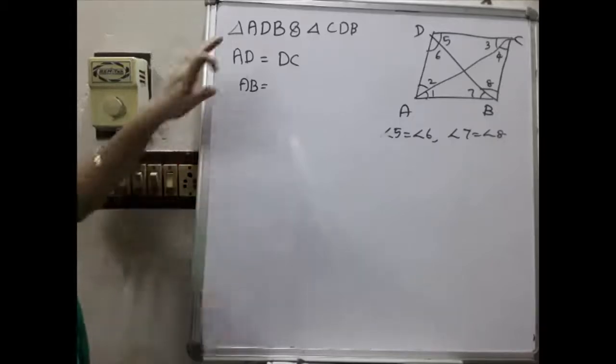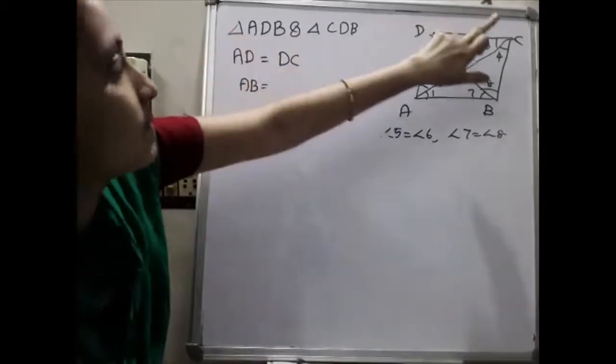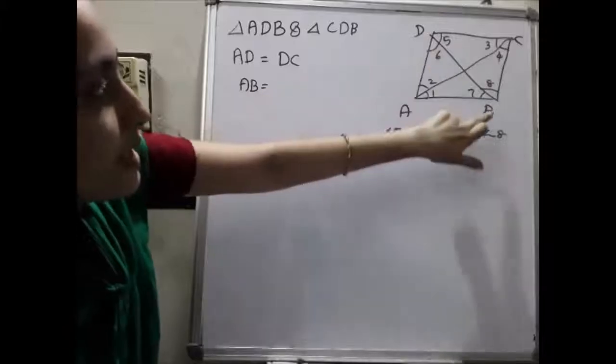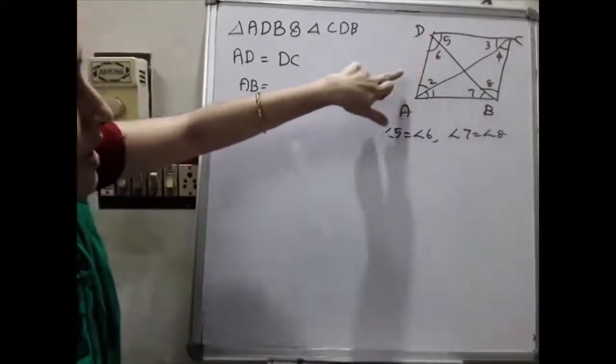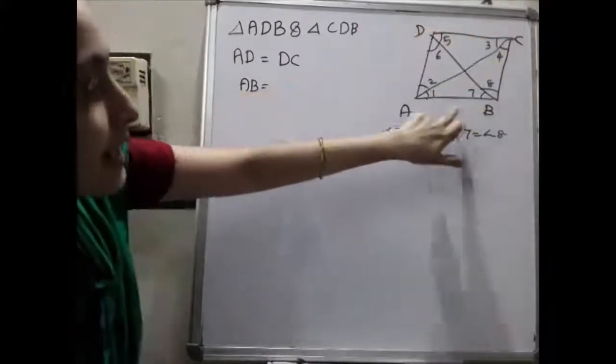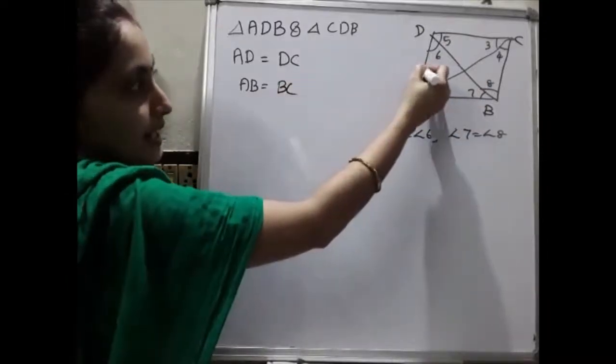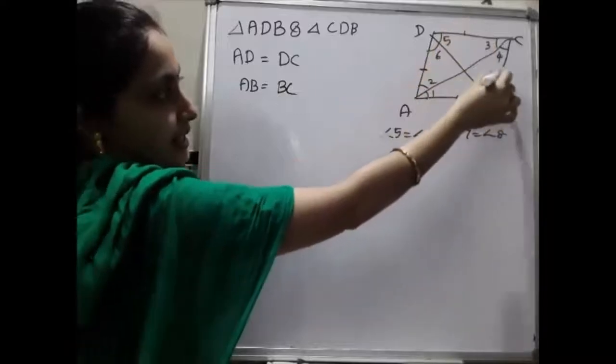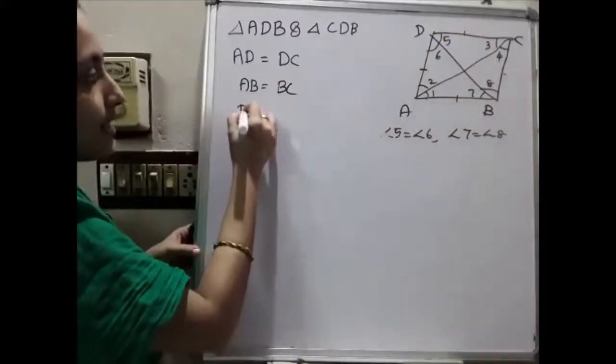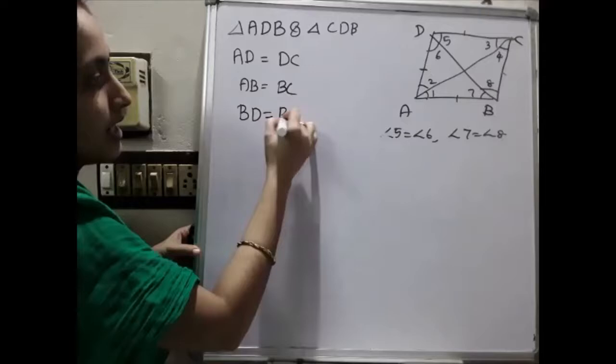Which are the two triangles we are considering? Triangle ADB. So AD is equal to DC. Then AB is equal to what? BC. AB is equal to BC. So this side and this side are equal. This side and this side are equal. Is there any common? Yes. BD is equal to BD. Common.